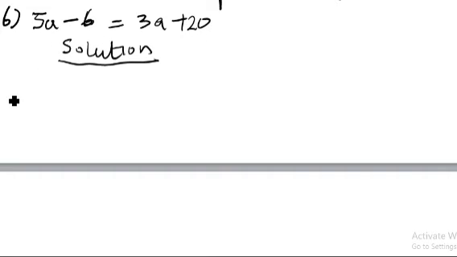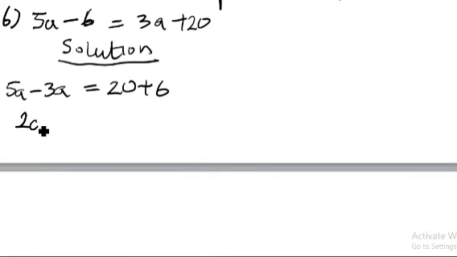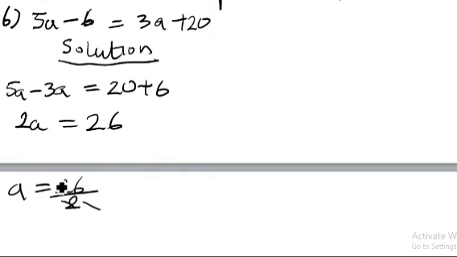join the bigger one. I'll have 5a minus 3a equal 20 plus 6. This will give me 2a equal to 26. Therefore a is equal to 26 divided by 2. 2 here, 1, 2 here, equal to 13. So a equals 13.